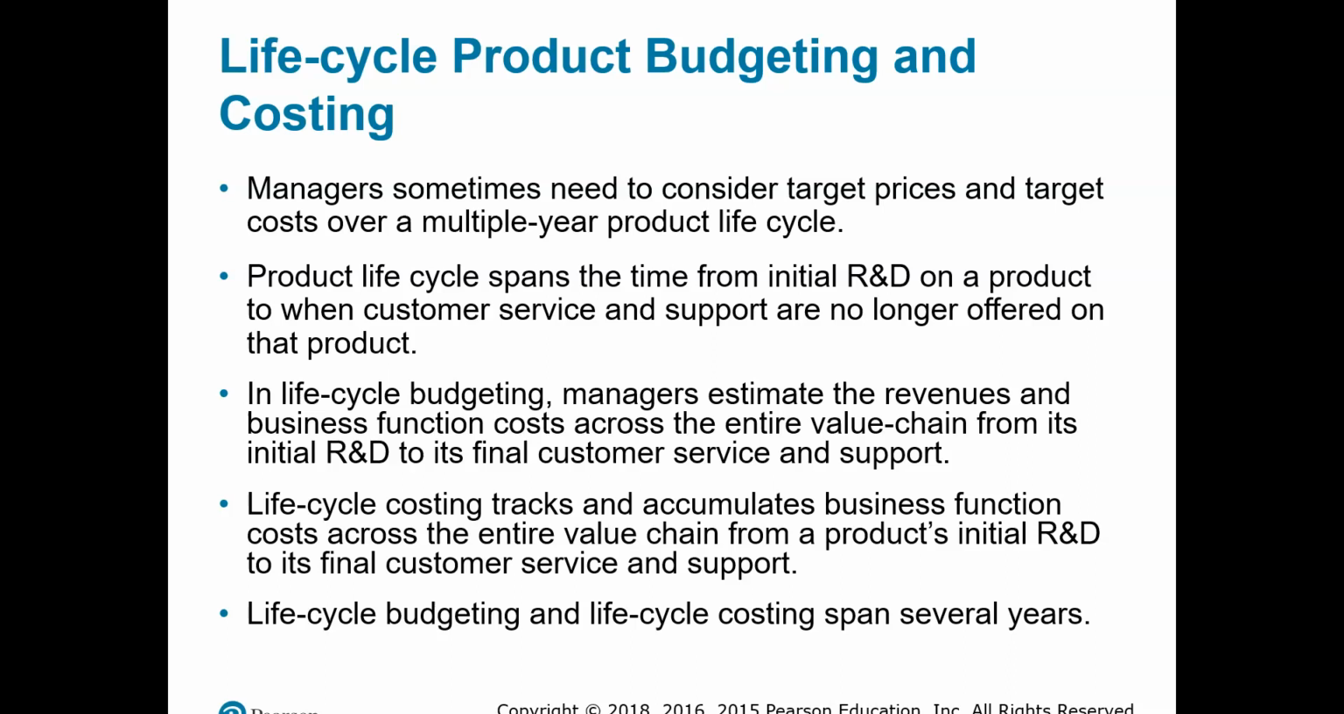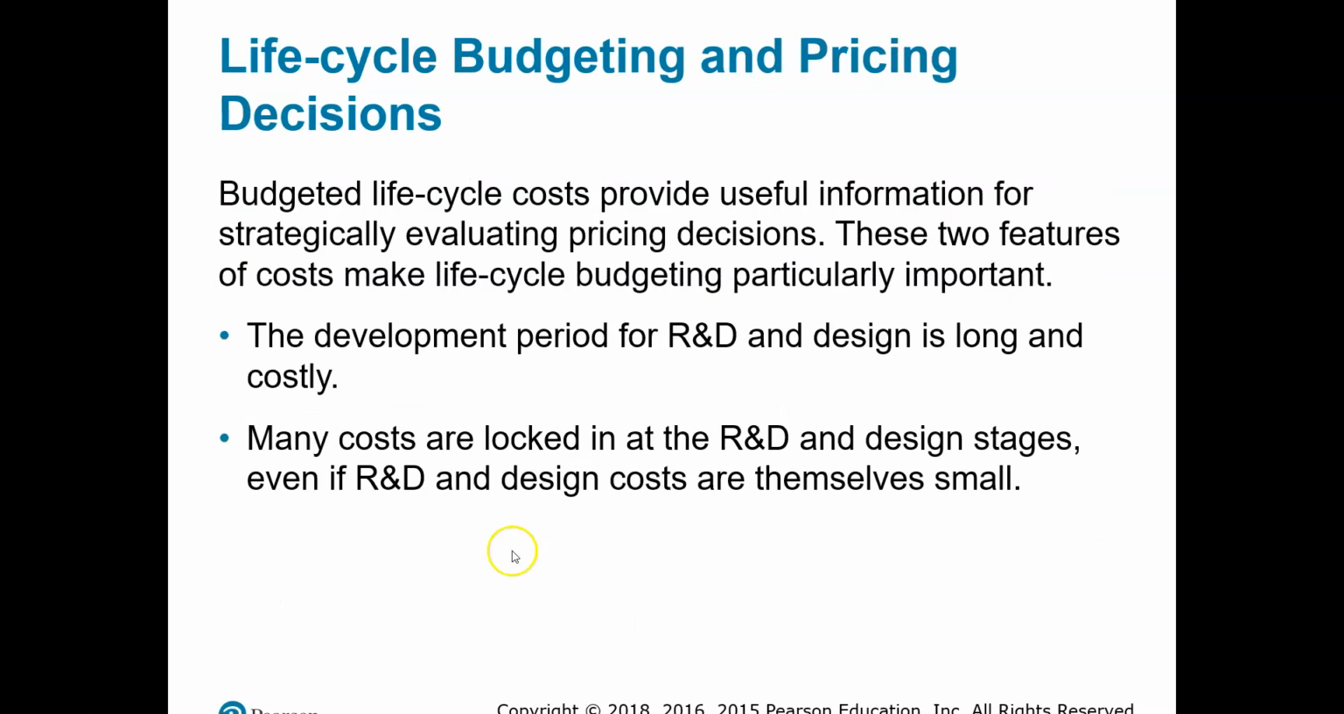So the customer will have to pay the cost for replacing parts and fixing things in the Trailblazer, whereas the company themselves will no longer have to, because they'll no longer offer warranty support. So budgeted life cycle costs are going to provide useful information so we can strategically evaluate pricing decisions. Because we have to remember that the development period for R&D and design is long and costly. And remember, a lot of those costs are locked in at the research and development and design stages.